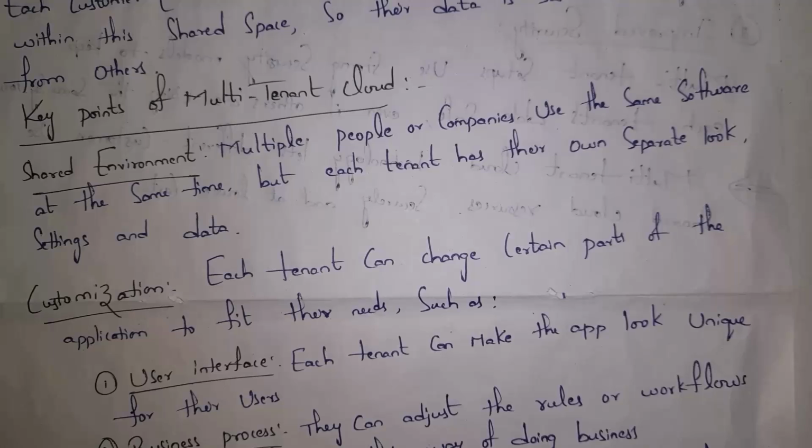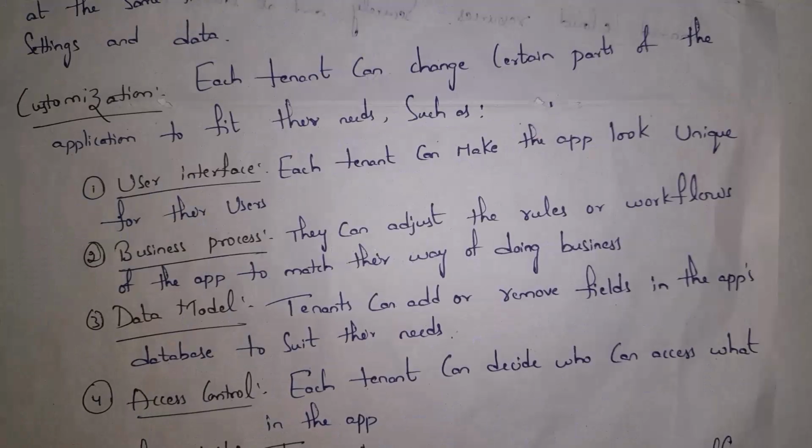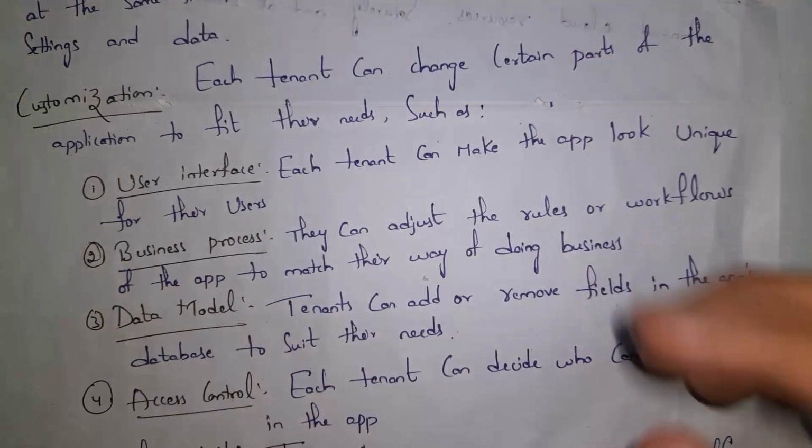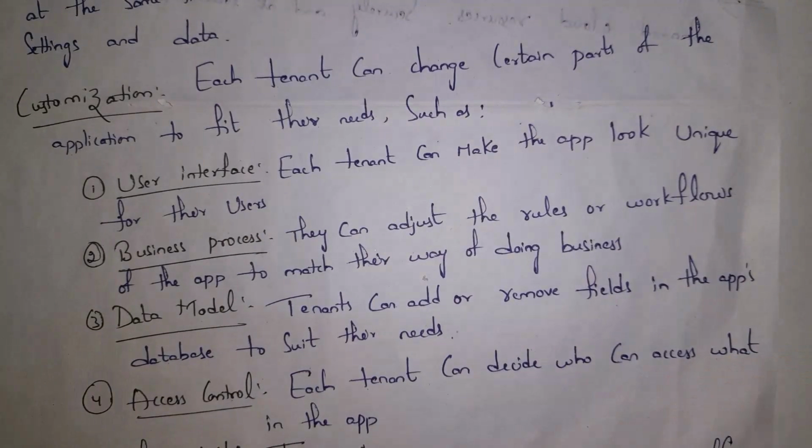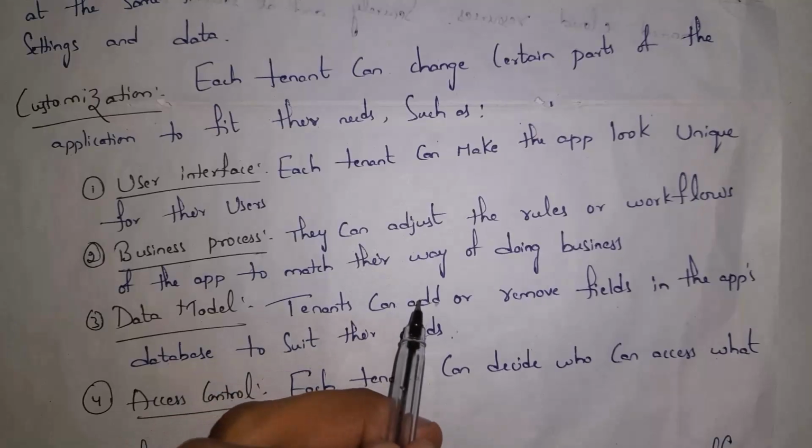And second one is customization. Each tenant can change certain parts of the application to fit their needs, such as user interface, business process, data model and access control. Guys, for example, if you rent any software in cloud, then you can do various settings to that software. For example, you can change user interface. That is nothing but you can change looks of that software. Based on your business, you can also change rules of that software. For example, if database is connected to your software, then you can also add or remove fields.